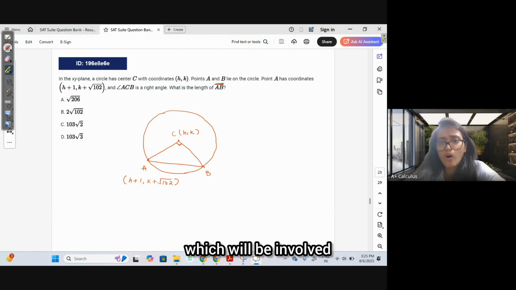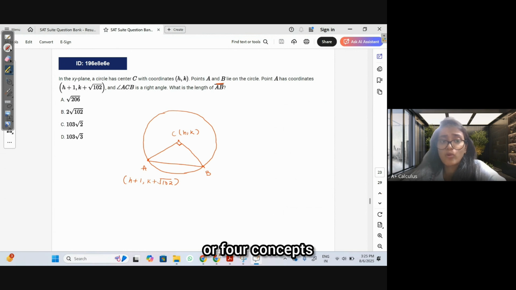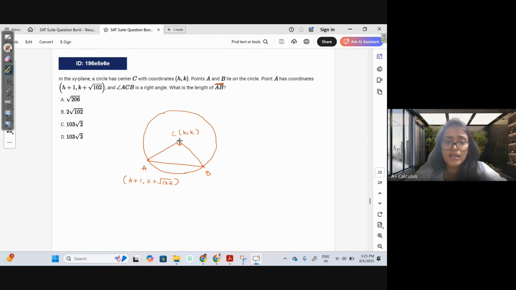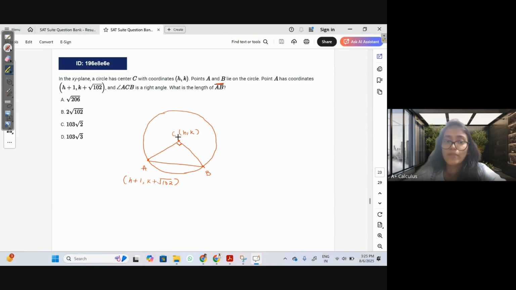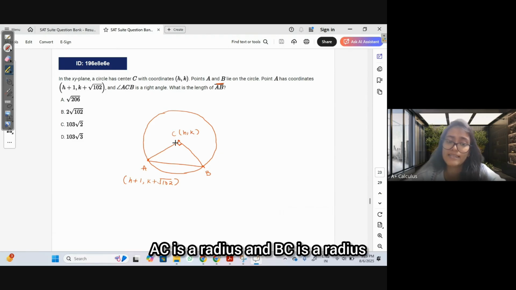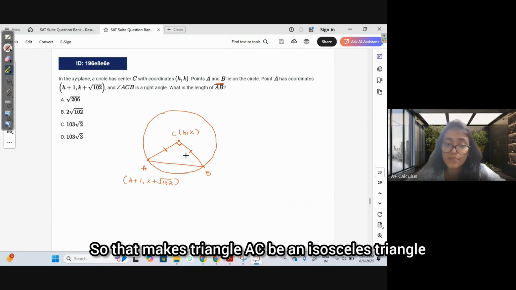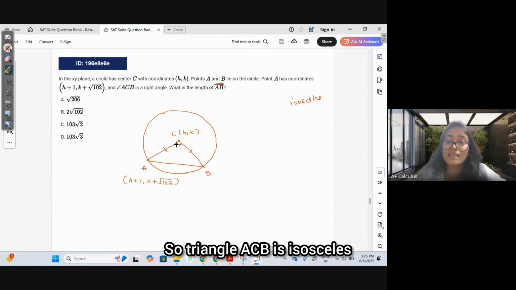Okay, so since this is a harder level question of College Board, there will be multiple concepts involved. In this single question, College Board is testing 3 or 4 concepts. First thing that we need to know is, you should immediately recognize that whenever you see a triangle inside a circle, and 2 radii are involved, AC is a radius and BC is a radius, obviously these 2 sides are congruent because all radii are congruent. So that makes triangle ACB an isosceles triangle.